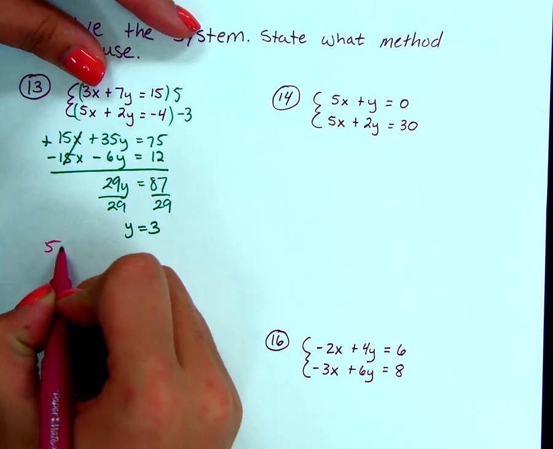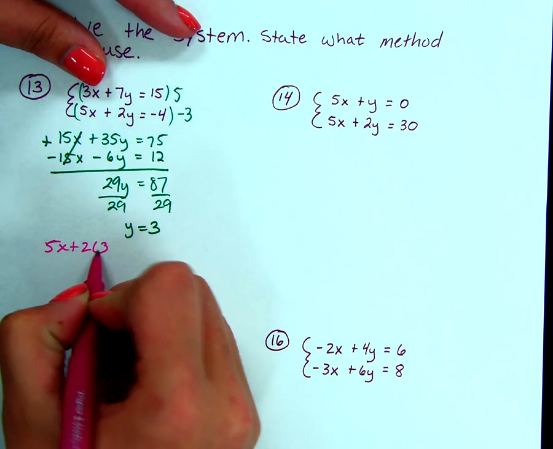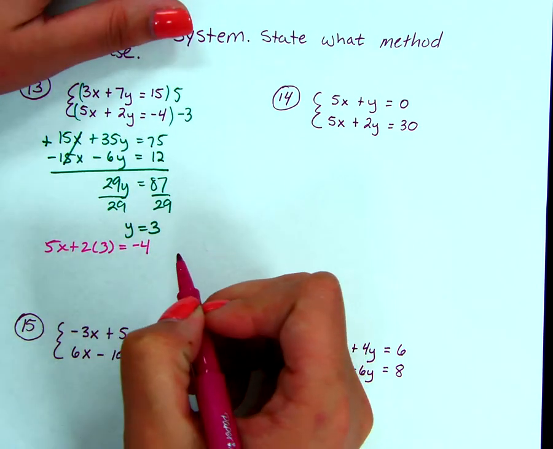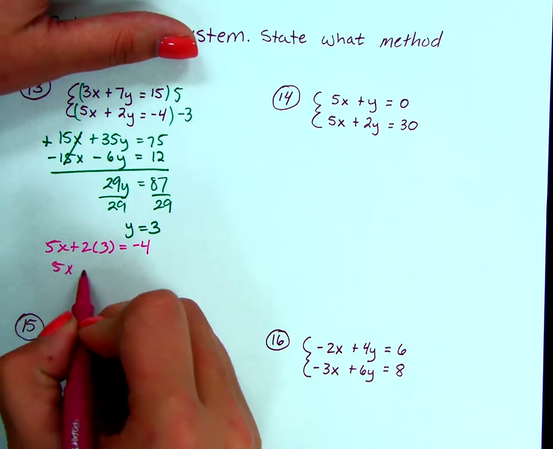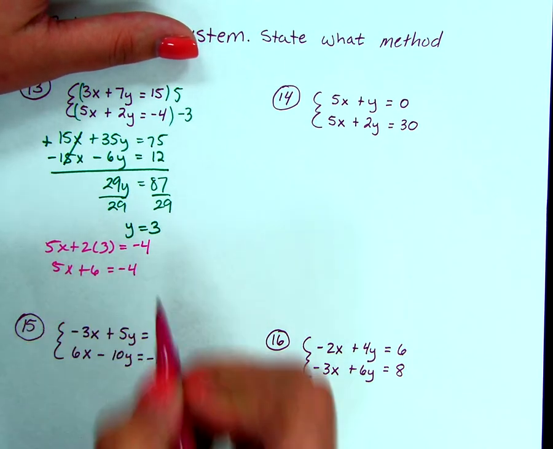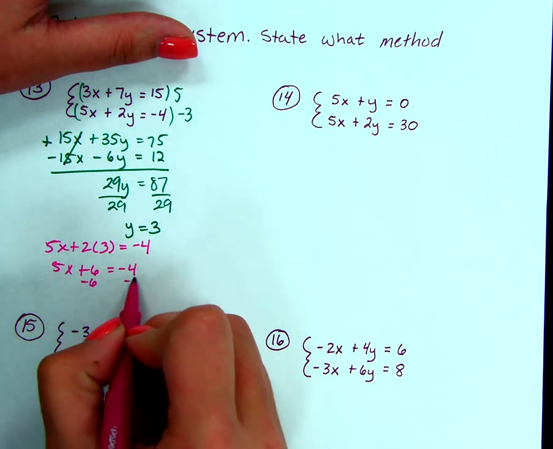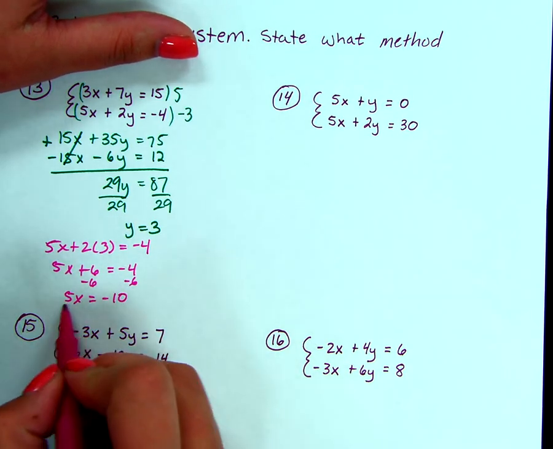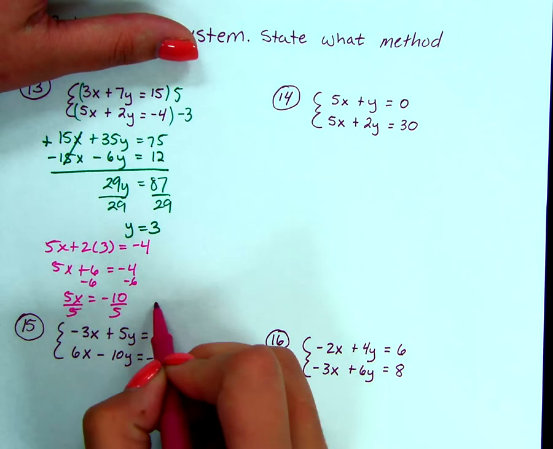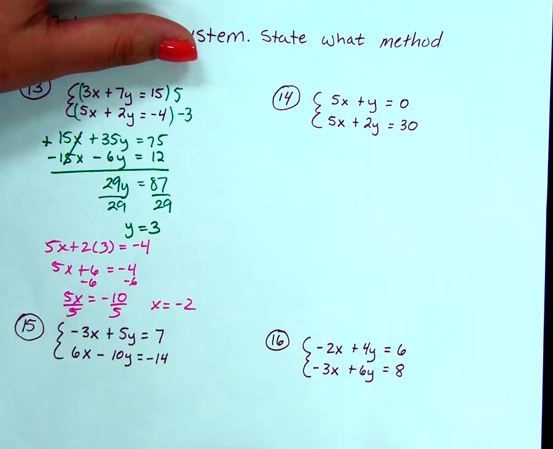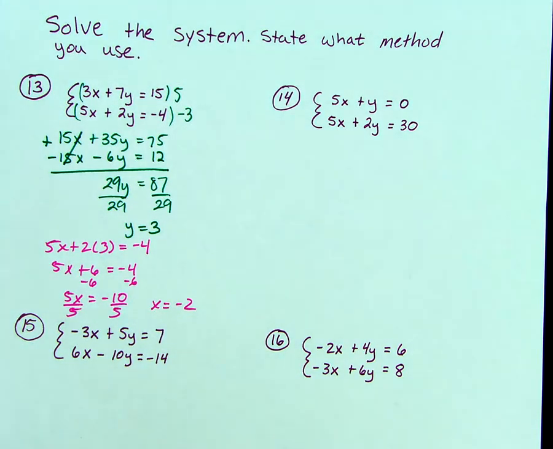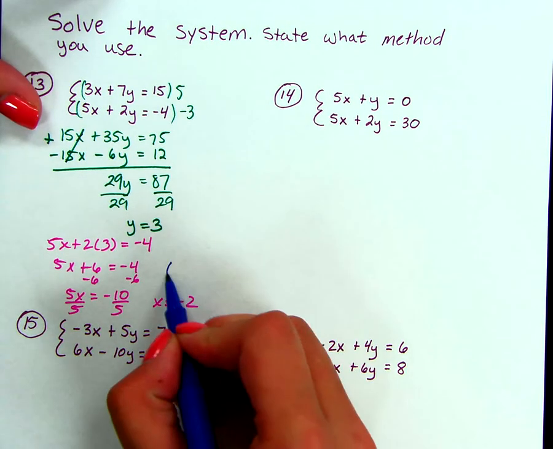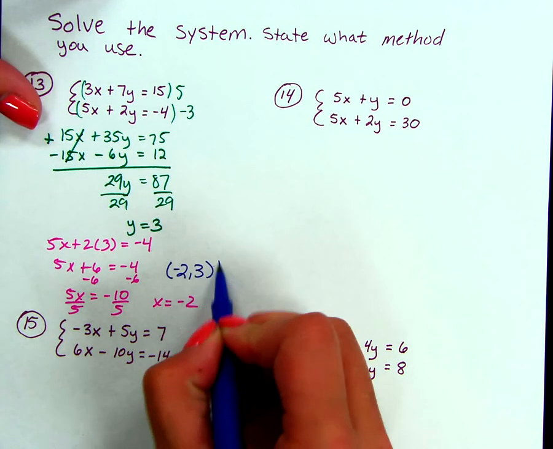So 5x plus 2 times 3 equals -4. So 5x plus 6 equals -4. Subtract the 6 over. 5x equals -10. Divide by 5. So x will be -2. And again, our final answer we are going to write as a coordinate. So the solution for this one is -2, 3.